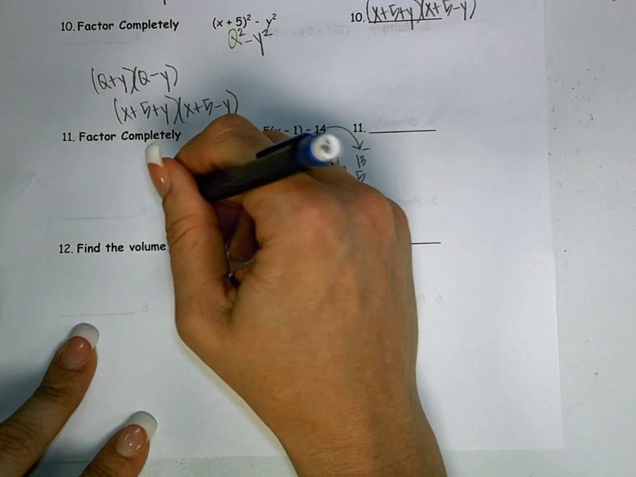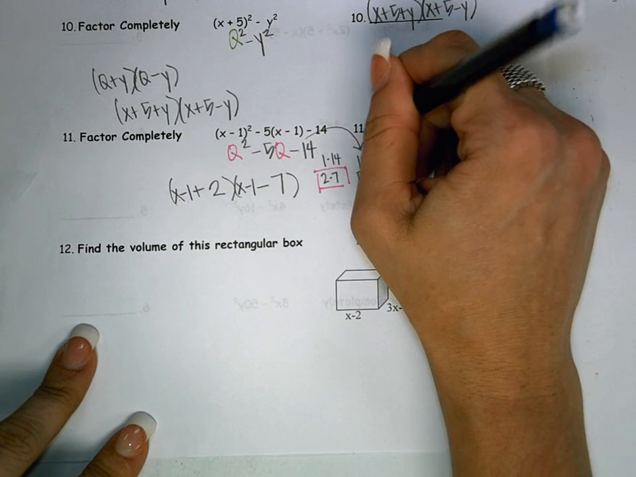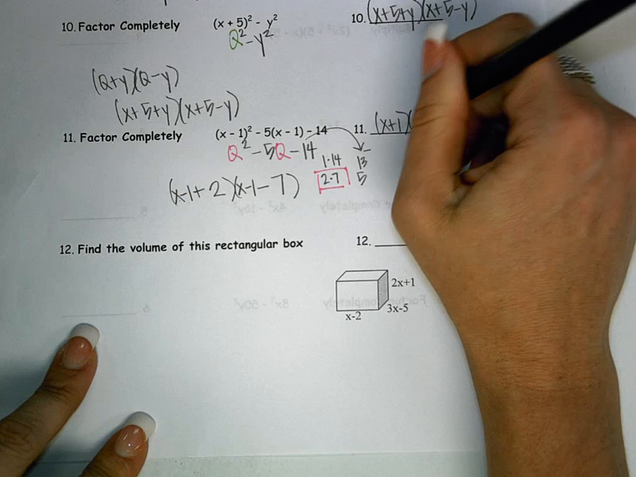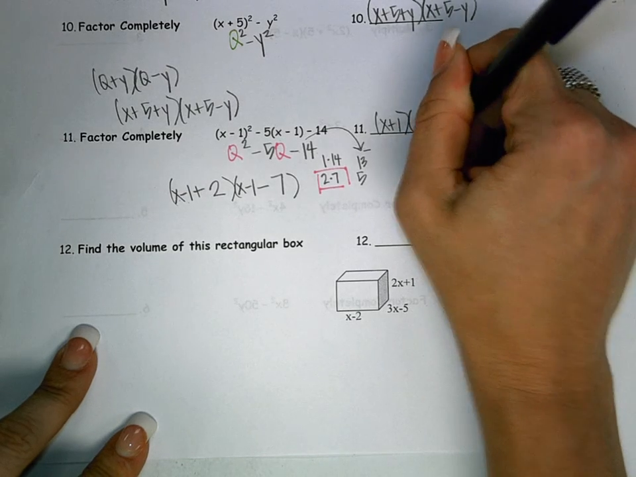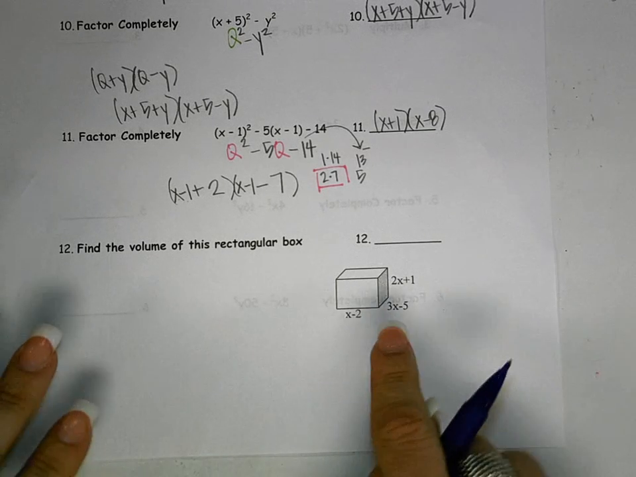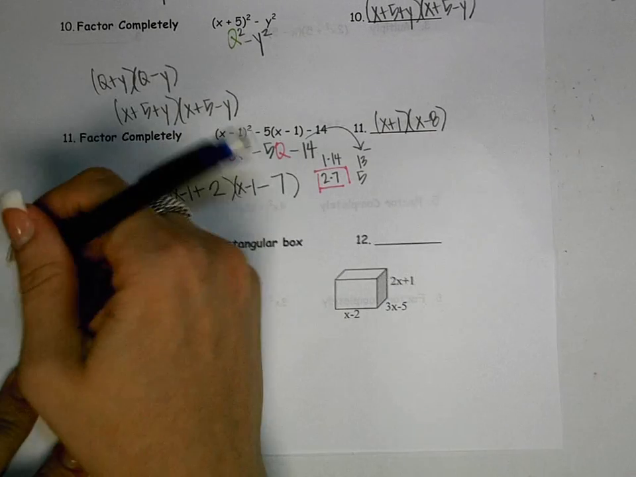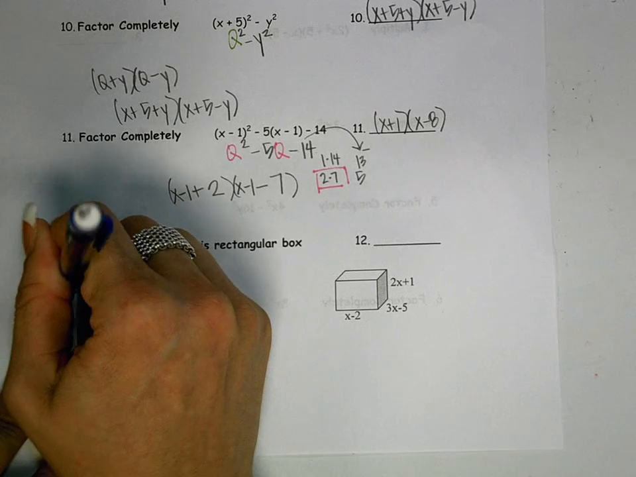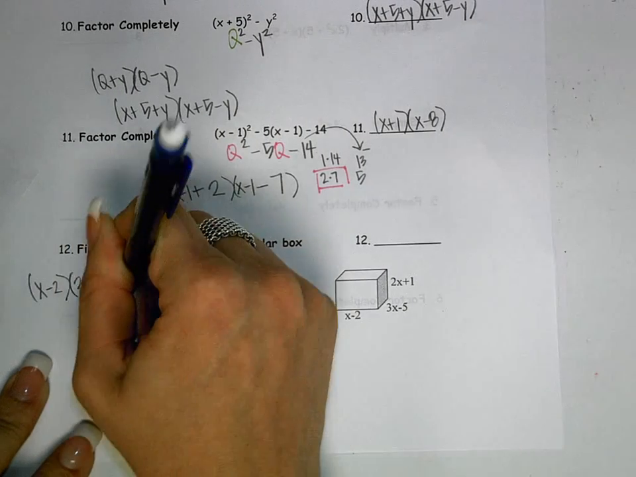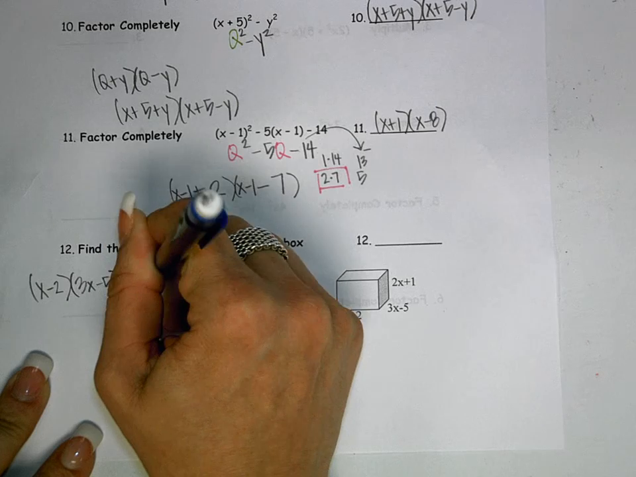So x minus 1 plus 2 gives you x plus 1. Just combine your numbers. And then x minus 1 minus 7 is x minus 8. Okay, find the volume. Volume means multiply all three sides. It doesn't matter which order you write these in as long as you multiply all of the three sides together. Okay, so multiply all three sides.